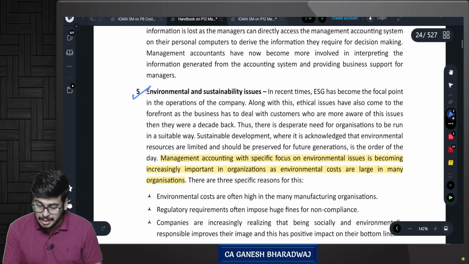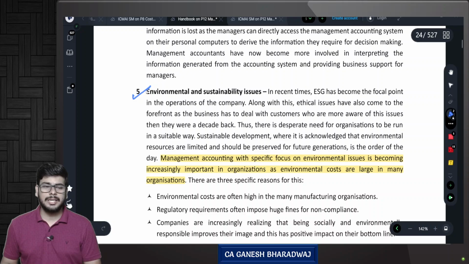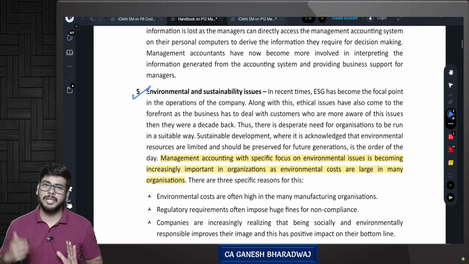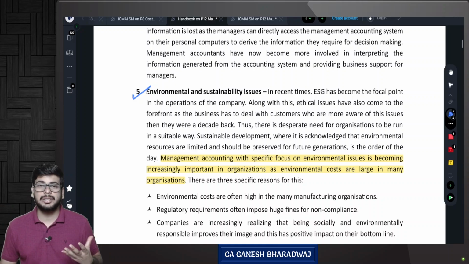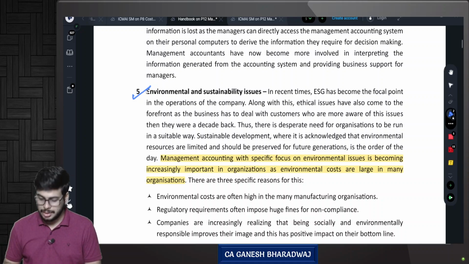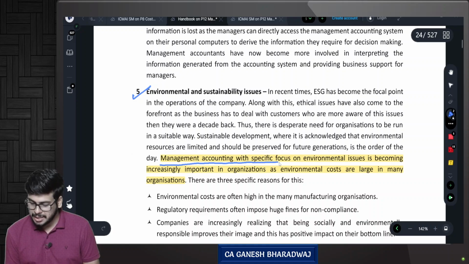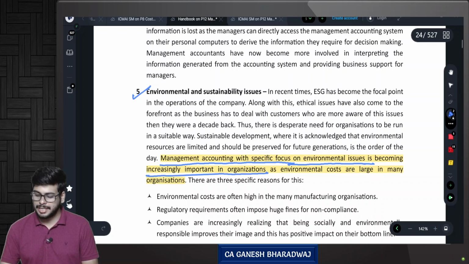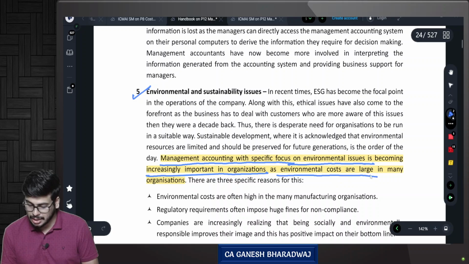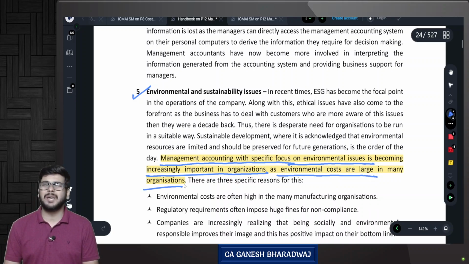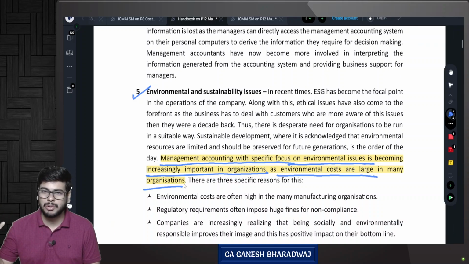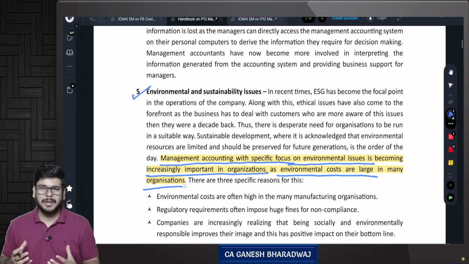Then the environmental and sustainability issues. It's not that if you just focus on profit, you will be successful. Some top companies like Tata Group are very much concerned about the society. So social factors also need to be considered. Look at this. Management accounting with specific focus on environmental issues is becoming increasingly important in organizations, as the environmental costs are large in many organizations. It's like polluting the rivers, or putting a lot of pollutants in the smoke from the factory. These might look like silly things to you right now. Sir, what is the big deal about this?